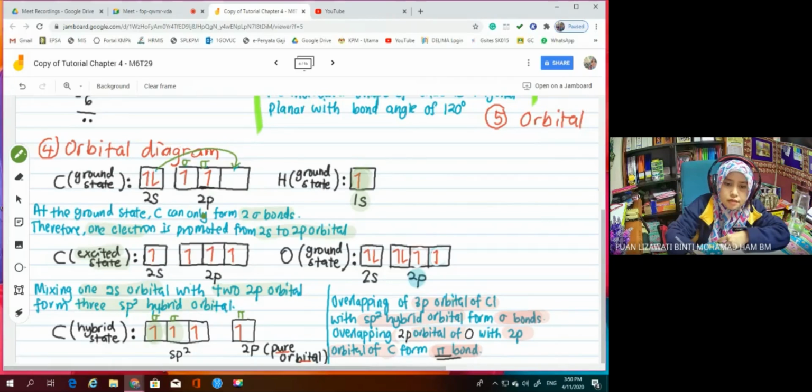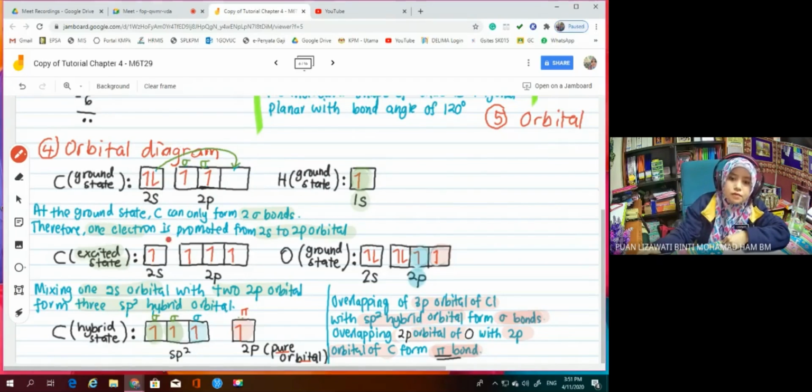Okay, the third sigma bond is formed by the overlapping of the 2p pure orbital of oxygen with the sp2 hybrid orbital of carbon here. So that is the third sigma bond. The pi bond is formed by the overlapping of the 2p pure orbital of oxygen with the 2p orbital of carbon.